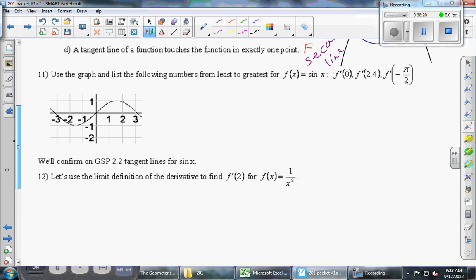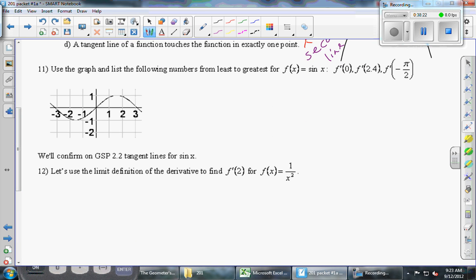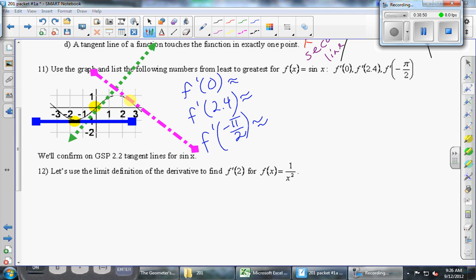Okay, so let's go down here to 11, and we're at Tiffany. Okay, so what I'd like you to do is draw 3 tangent lines. So use your straight edge. We're drawing 3 tangent lines and then estimating their what? Their slopes. Okay, so let's get some estimates.